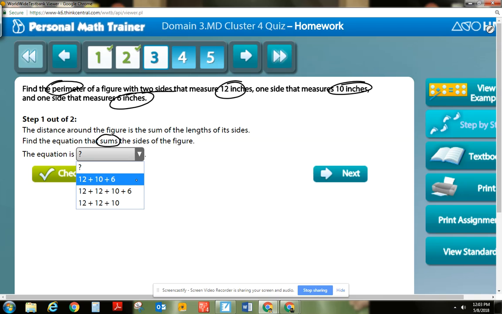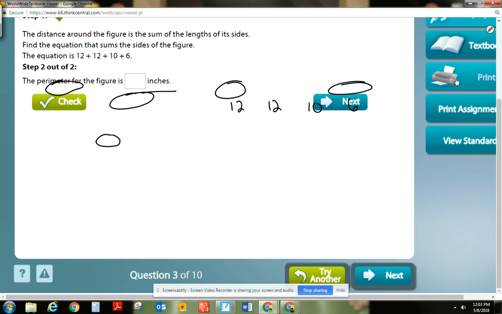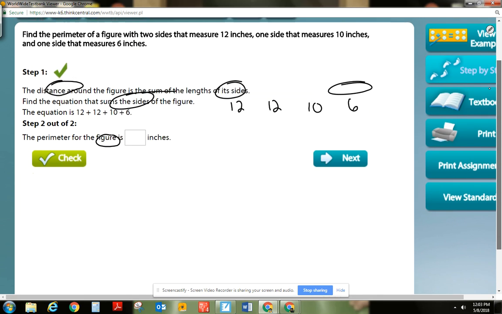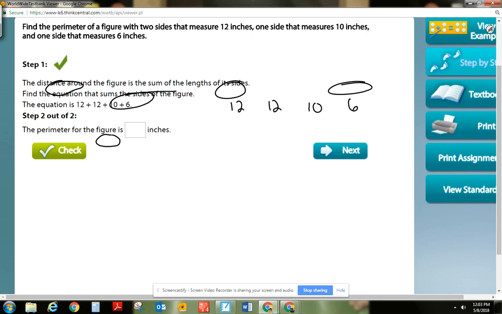Many kids think it's this. It's not. Remember, it says 2 sides that are 12. So it's 12 and another 12 and a 10 and 6-inch sides. So that equation is right here. I can check it. Sweet. Let's take a look at the second step. So the perimeter of the figure is blank inches.